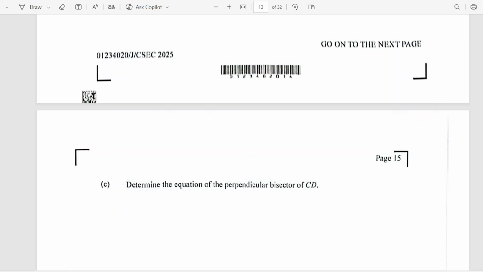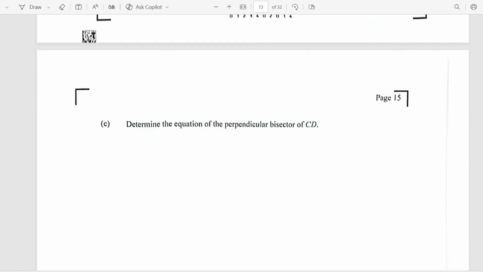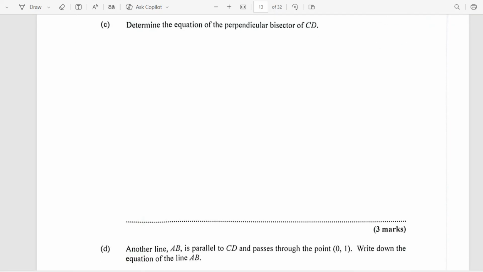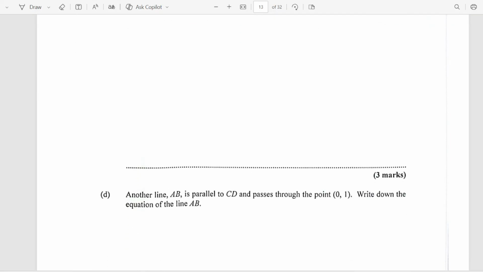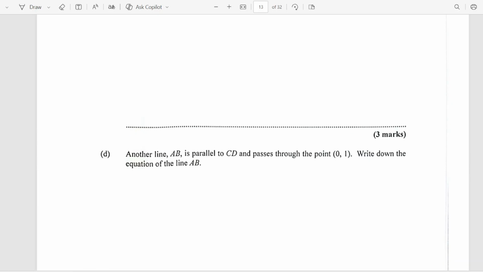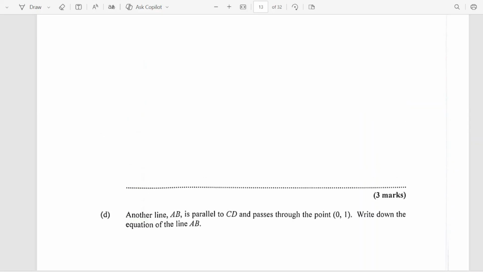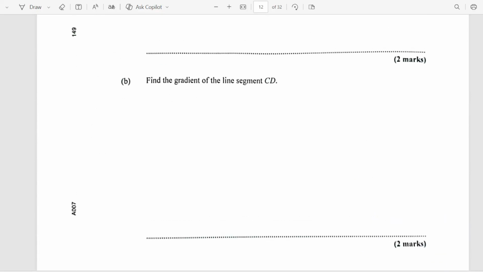Then part C, determine the equation of the perpendicular bisector. See if you can remember that. If not, I will do it shortly. And then part D, we talk about a parallel line. If it's parallel, the gradient will be the same. All right, so see how you could attempt this question.